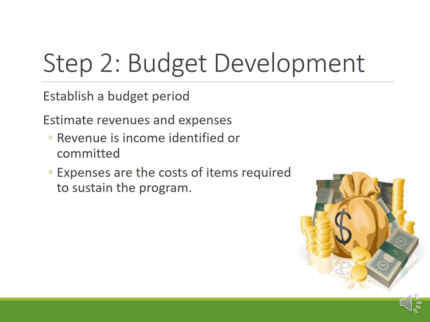So what is revenue? Revenue is income identified or already committed for programs such as memberships, fee-for-service, other grants, fundraising endeavors, such as special events or individual giving. Depending on the program, your budget may contain several different types of revenue streams. A list of potential revenue sources should be included, and those might look like other foundation support, government funding, or individual funds. You might also have things like in-kind donations or volunteer labor or services.